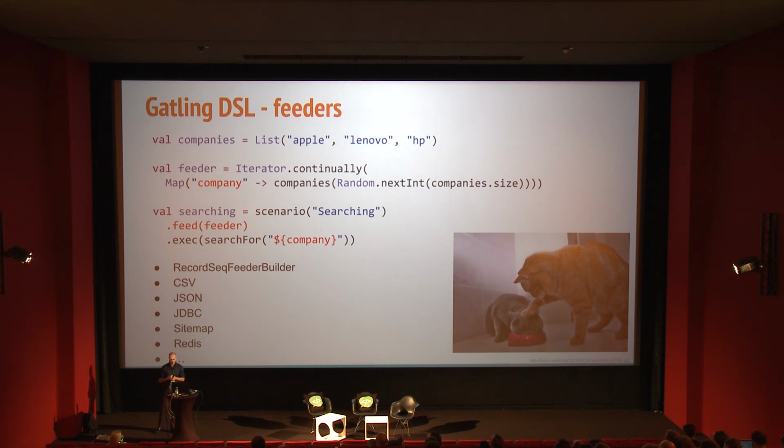Feeders. To provide some unique or random data for virtual users, you will need feeders. And a feeder is just a simple map whose keys can be accessed thanks to, once again, the Gatling expression language. And you can create feeders manually or use some built-in support for parsing JSON, CSV files, JDBC, etc.